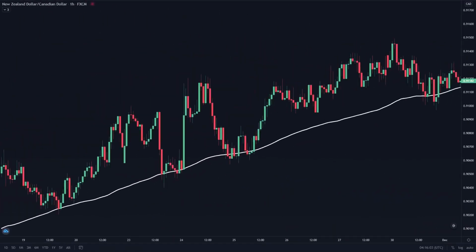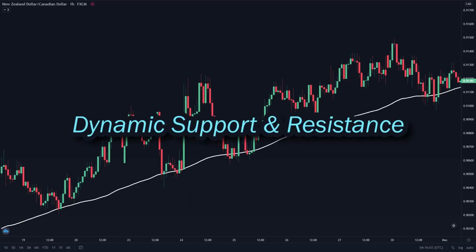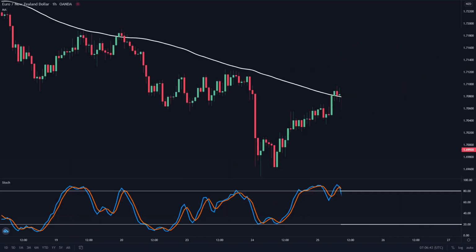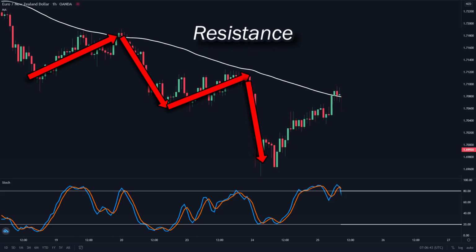Another way of using the moving average is by trading it like support and resistance. And another indicator that is perfect for this strategy is the stochastics. So here's an example on how the strategy works. In this chart, we can see that the price went up to this level, hit and reverses downwards. This happened multiple times, which further confirms that the moving average is acting as a resistance.